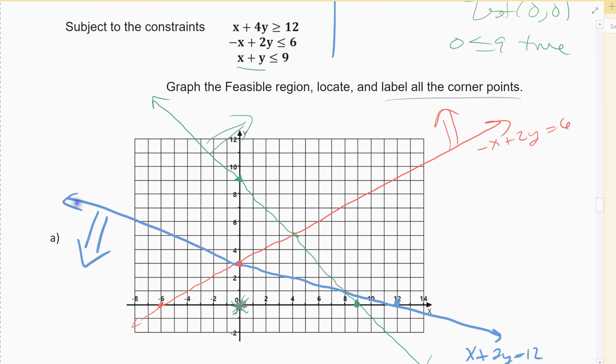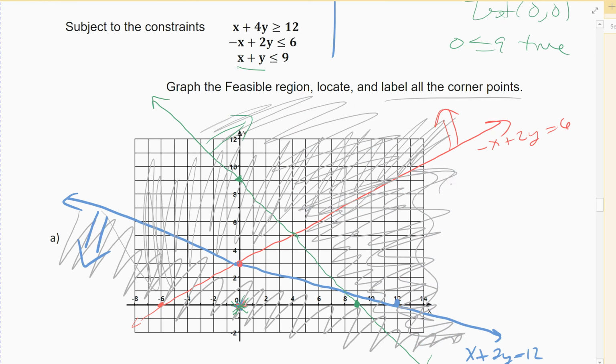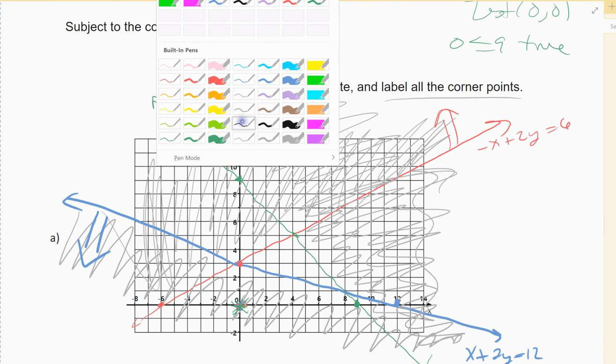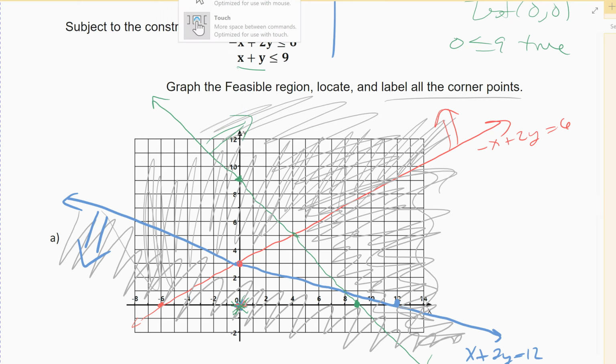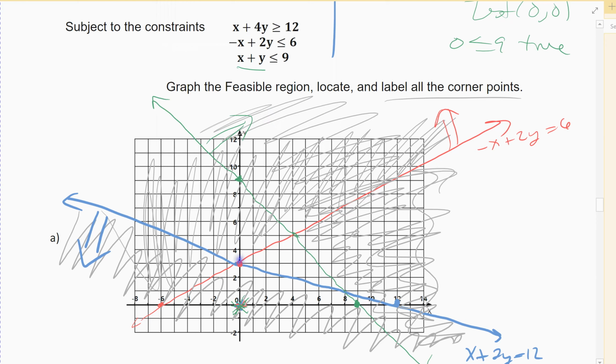Alright, so I want to shade below my blue line. So everything below my blue line gets shaded. Above my red line, so everything above my red line is false. And to the right of the green line, so everything to the right of the green line. Alright, so all of those. And so I do get a triangular shape. Alright, and so this is my feasible region.